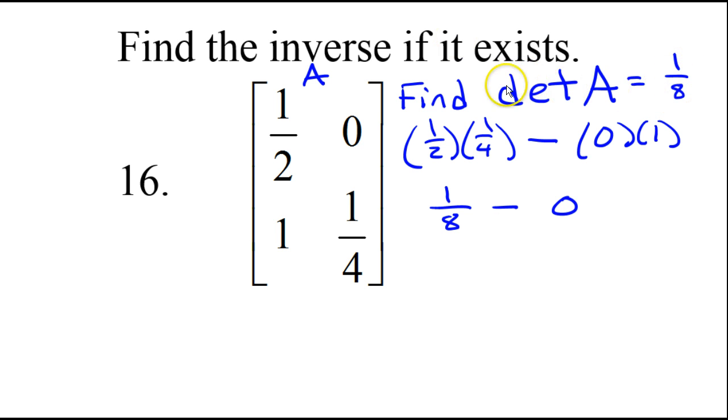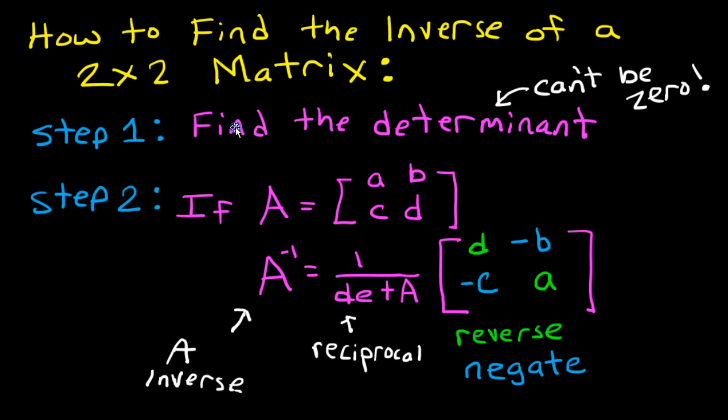So hang on to that. Put that in your back pocket. The determinant is 1/8. And we've now done step 1. We found the determinant and it's not 0. So far so good. So now, if I want to do the inverse of A, I'm going to now do the reciprocal of the determinant, and then I'm going to reverse, negate the down diagonal and the up diagonal.